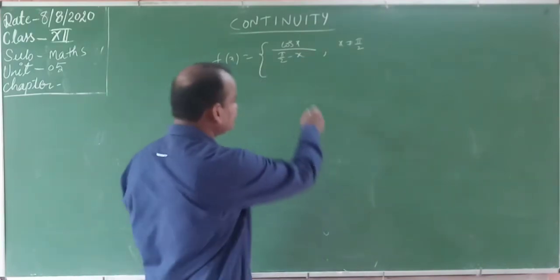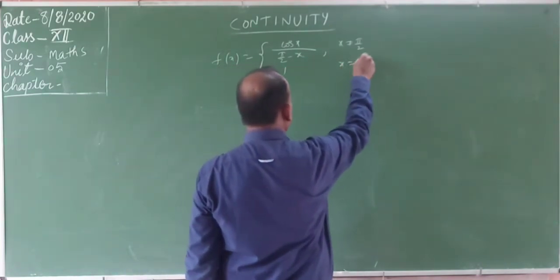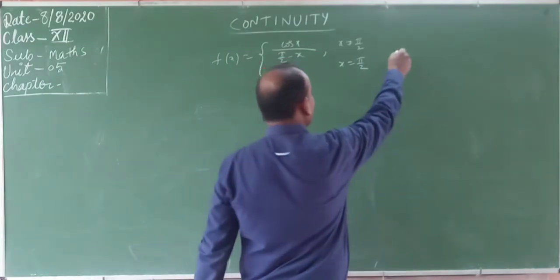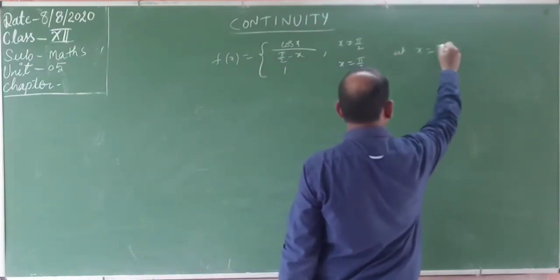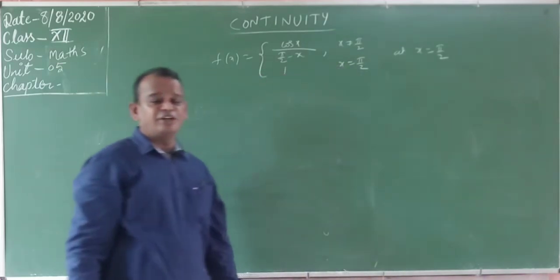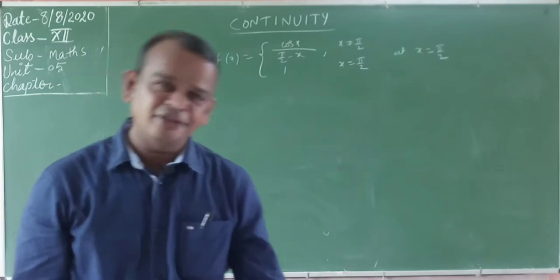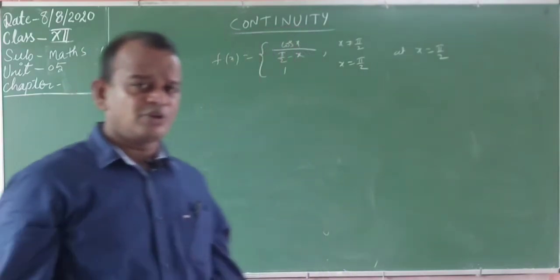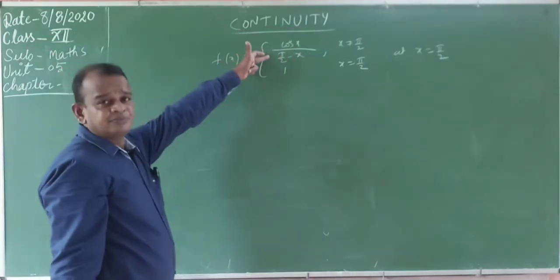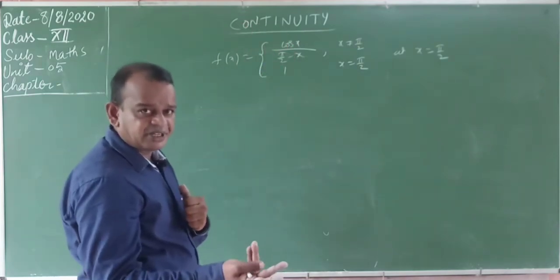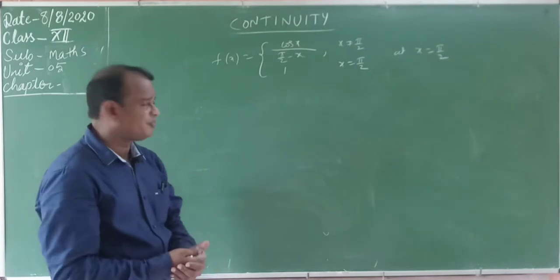1 at x is equal to pi by 2. For continuity at x is equal to pi by 2, how to discuss the continuity of the function at x is equal to pi by 2? Say yes or no, it is continuous or not. Same process, only one function is given. Exactly, not equal to means either approach the right side or left side. Only one function is there, so no problem at all.